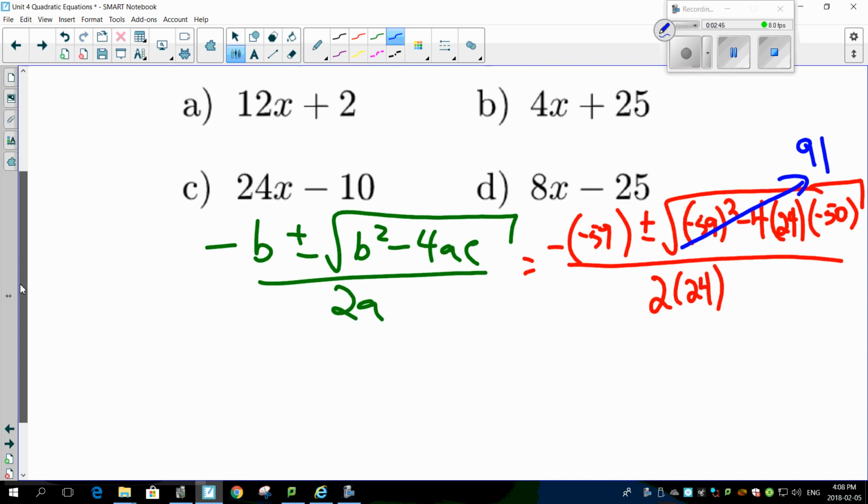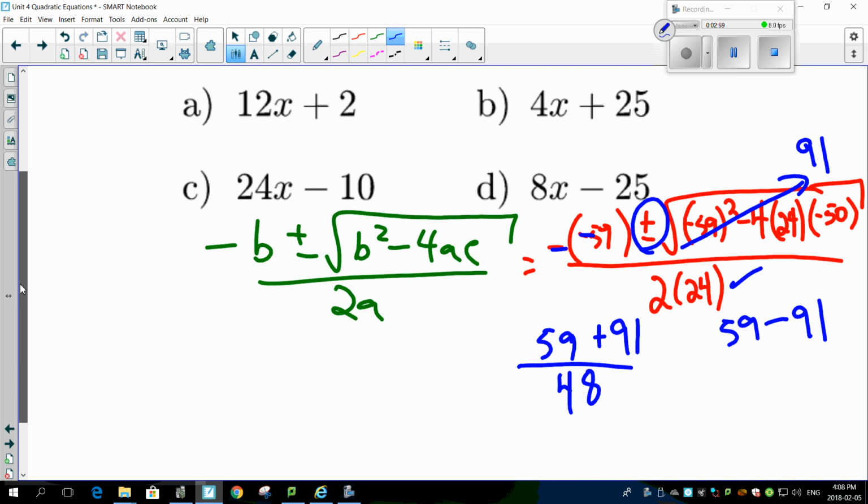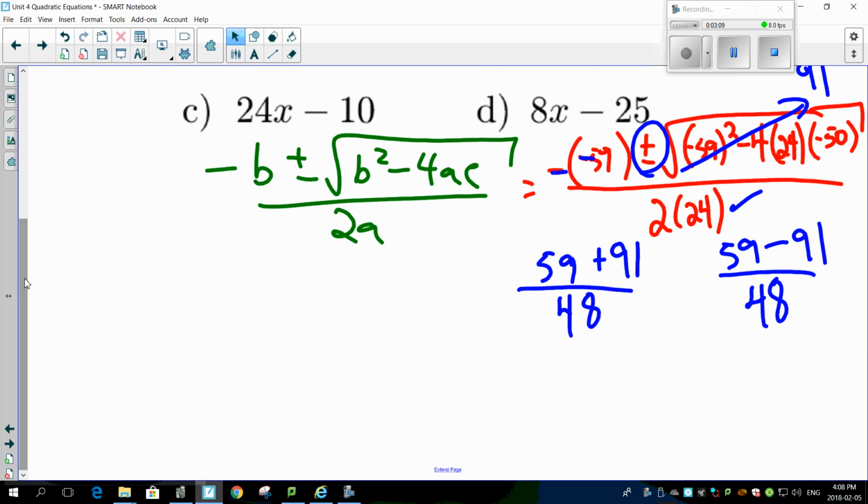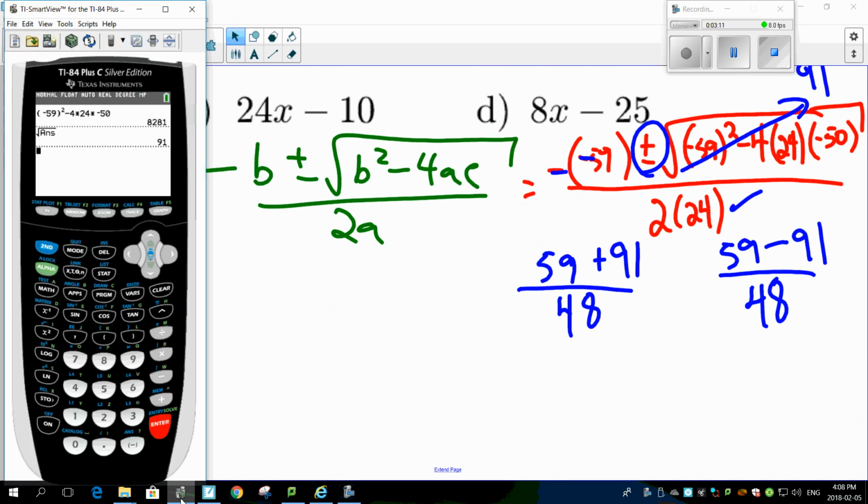Minus gives you positive, so this is 59 plus 91 over, well, 2 times 24 is 48. Or this could be 59 minus 91 because of the plus or minus. Don't forget, you have to do it twice, over 48. Okay, so let's figure this out. 59 plus 91 over 48. Let's see if that gives us a nice number or not. 59 plus 91 equals divided by 48.